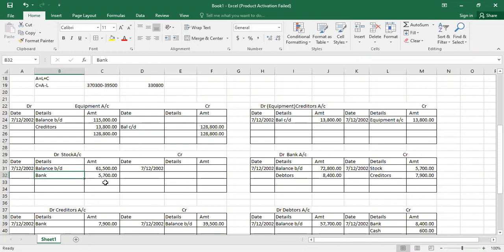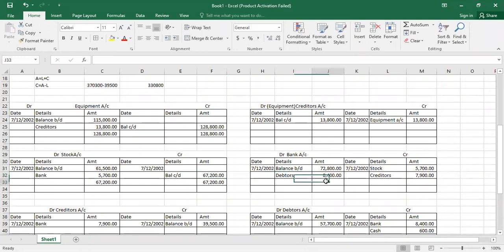Here we have two entries, which is totaling to 67,200. So my balancing figure will be 67,200. And this will be my balance carried downward. Balance carried downward of 67,200. This is the figure I'll be taking to the balance sheet.